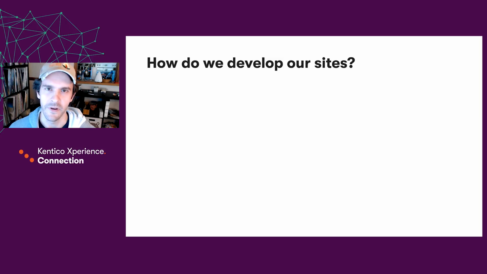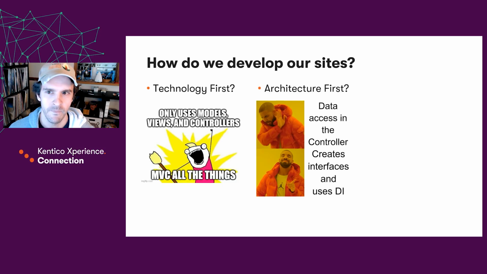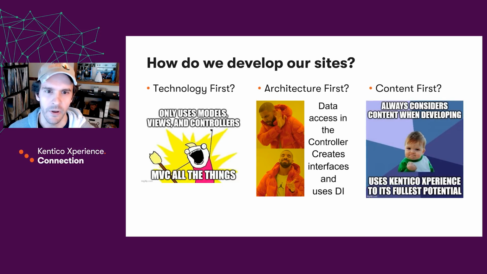So, how do we develop our sites? Do we develop them technology first? We only use models, views, and controllers, and we MVC all the things. Do we develop architecture first, where we shun data access in the controller, and instead we create interfaces and use DI everywhere? Or do we develop content first, always considering content when we are making development decisions, which leads us to use Kentico Xperience to its fullest potential?